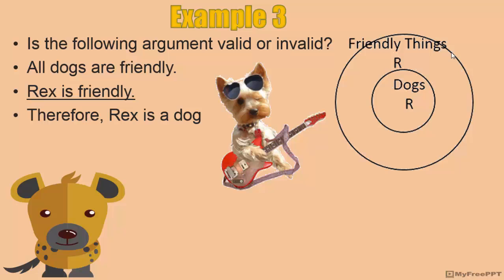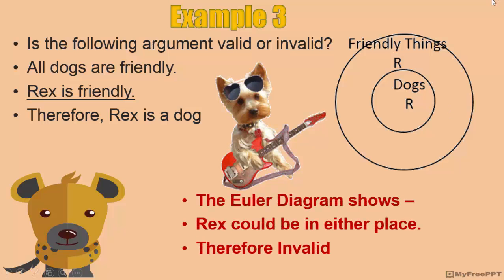He's a friendly thing, or she's a friendly thing, but we're not 100% sure, so we can put Rex in friendly things and Rex in dogs. But since Rex can be in two different places, as we discussed earlier, that means this is an invalid argument. Therefore, as I said, this is invalid. Now let's check this against our symbolic logic.